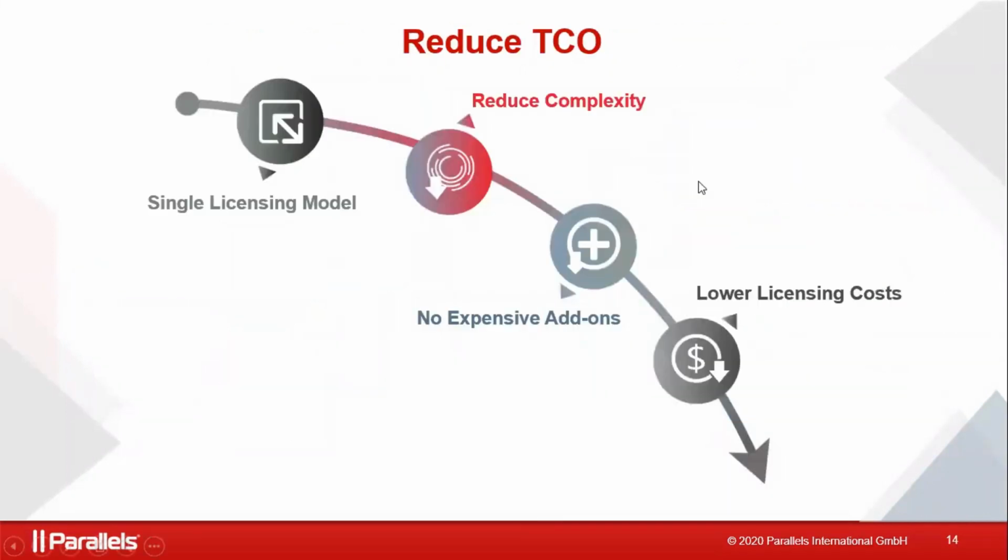And next one is the reduced TCO. For Parallel RAS licensing, it's actually a single licensing model. We just calculate by the number of concurrent users only, and you do not need any expensive add-ons.